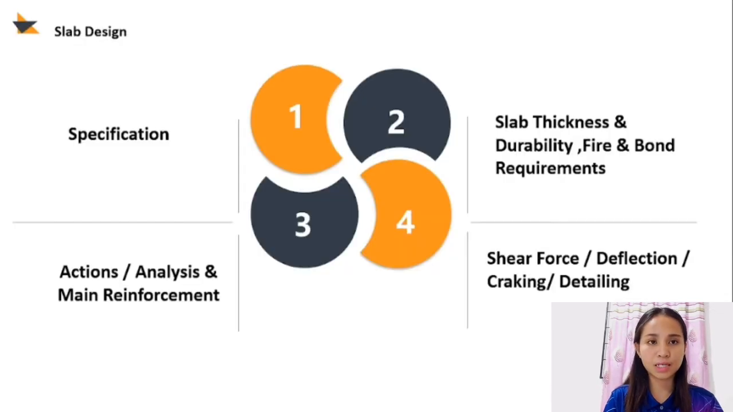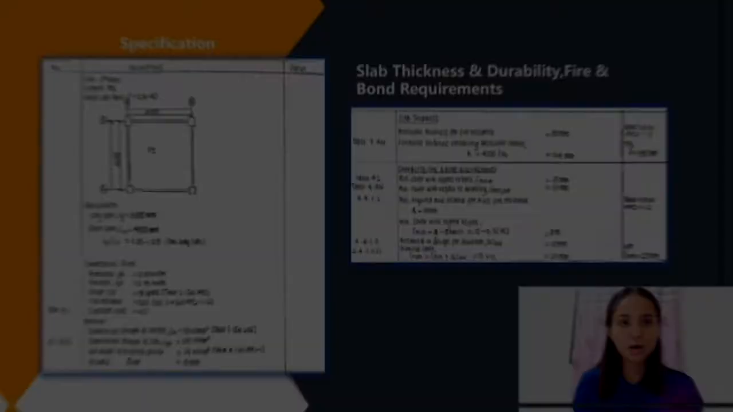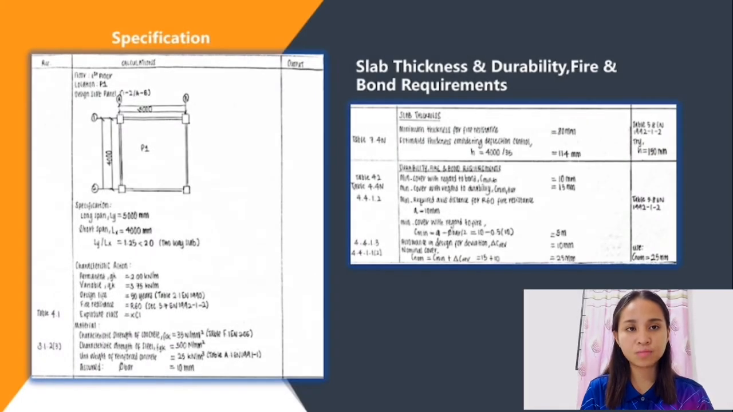Di dalam slide ini juga saya akan menerangkan 4 bahagian, yaitu specification, yang kedua adalah slab thickness dan durability, fire and bond requirement, dan ketiga adalah action, analysis, dan main reinforcement, dan yang terakhir adalah shear force, deflection, cracking, dan juga detailing. Di dalam slide ini adalah specification bagi slab design di panel 1, first floor.